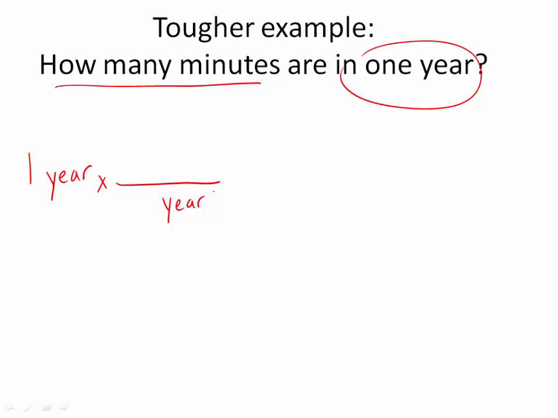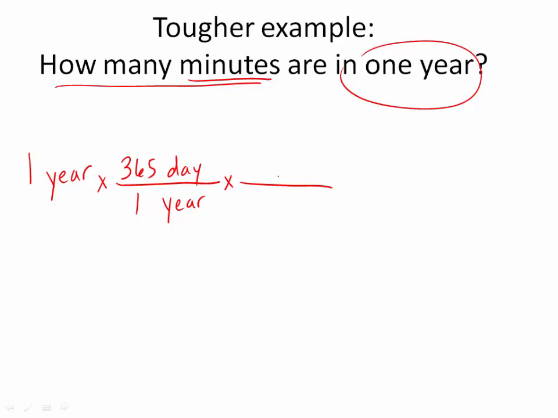Can you think of a relationship between years and anything that will get us closer to our desired answer of minutes? And hopefully you said days. We know how many days are in a year. We know that 1 year has 365 days. Let's ignore leap years. So see if you can come up with the next fraction to use, keeping in mind the rules that we just talked about.